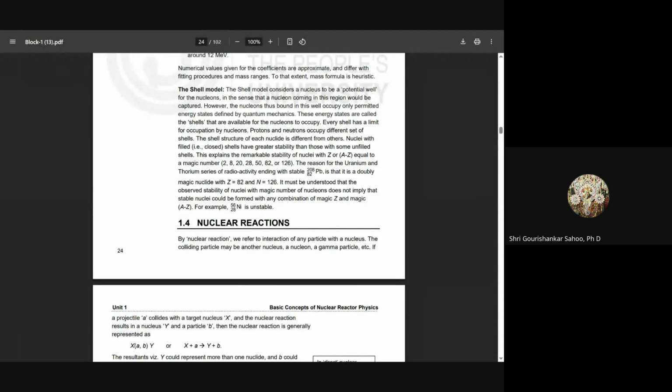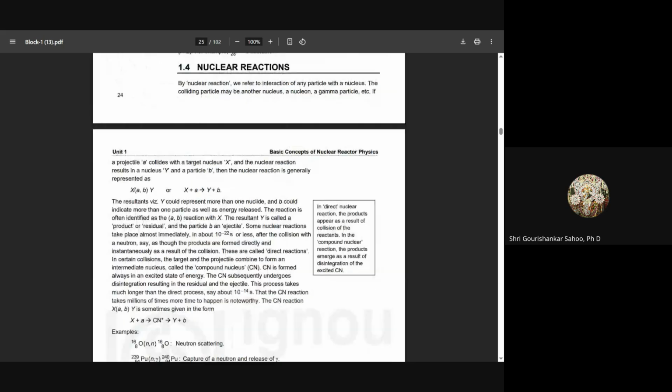This explains the remarkable stability of nuclei with Z or A minus Z equal to the magic numbers 2, 8, 20, 28, 50, 82 or 126. The reason for the uranium and thorium series of radioactivity ending with stable lead-208 is that it is a doubly magic nuclide, that is Z equals 82 and N equals 126. It must be understood that the observed stability of nuclei with magic numbers of nucleons does not imply that stable nuclei could be formed with any combination of magic number Z and A minus Z. So, for example, nickel is unstable.